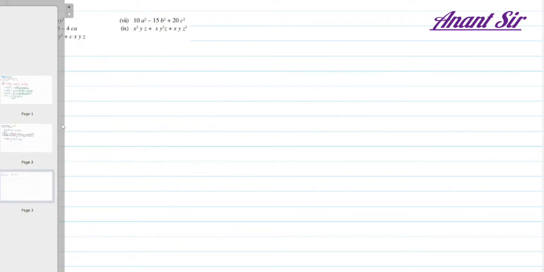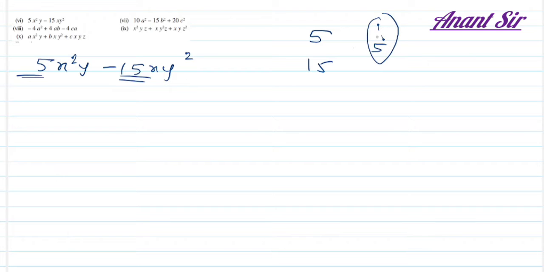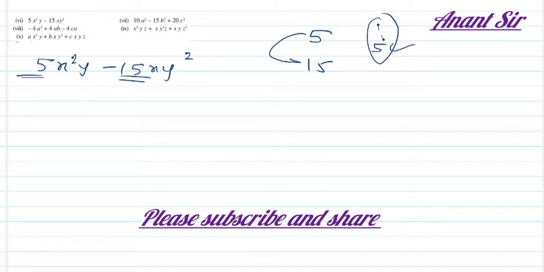So let's move on to solve the last few questions of the question number 2. What is question 6? It is 5x square y minus 15xy square. Again 5 and 15. Which is the greatest number by which you can divide both? You can divide both by 1 and 5. Greatest is 5. Simple. It is very easy to understand that 15 is divisible by 5, right? So you are going to use the table of 5 only.